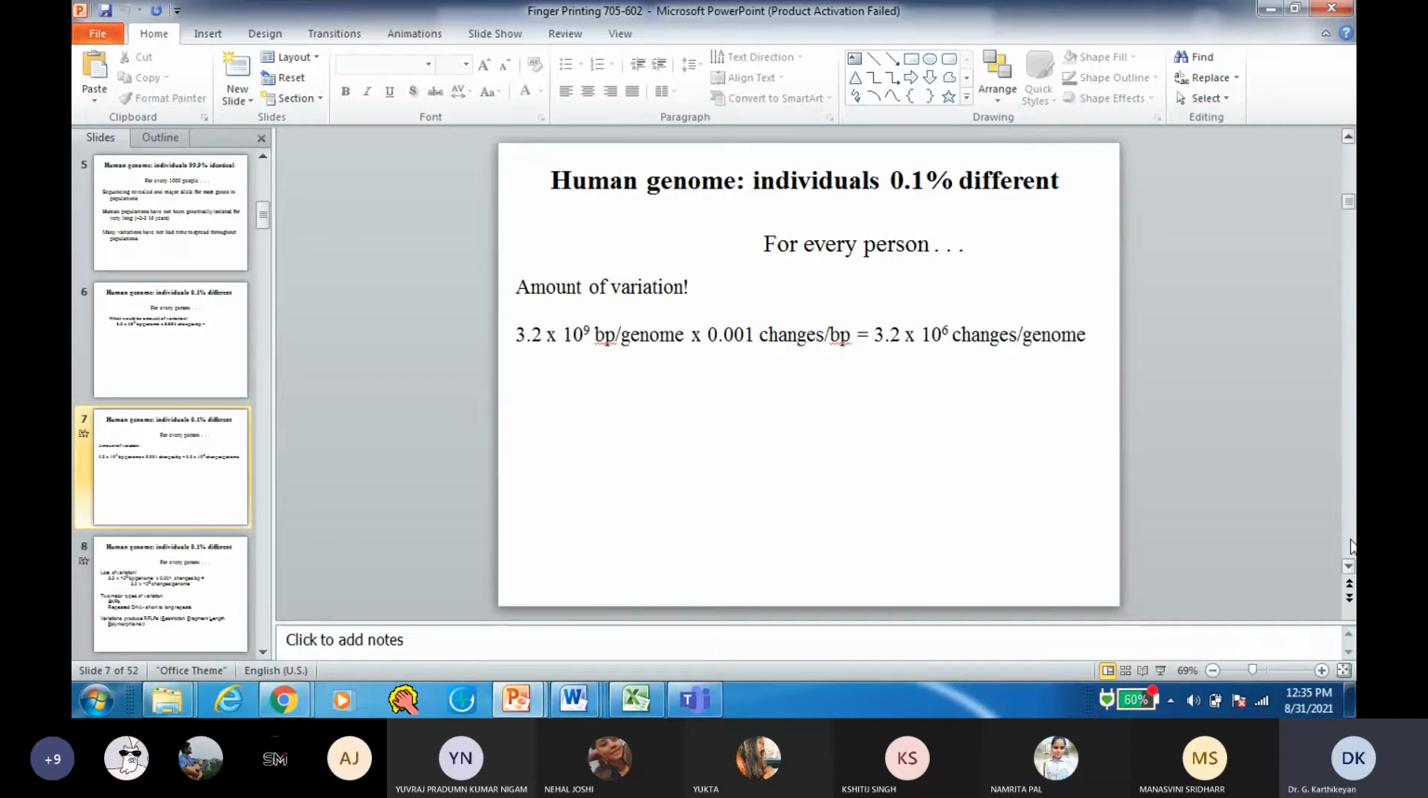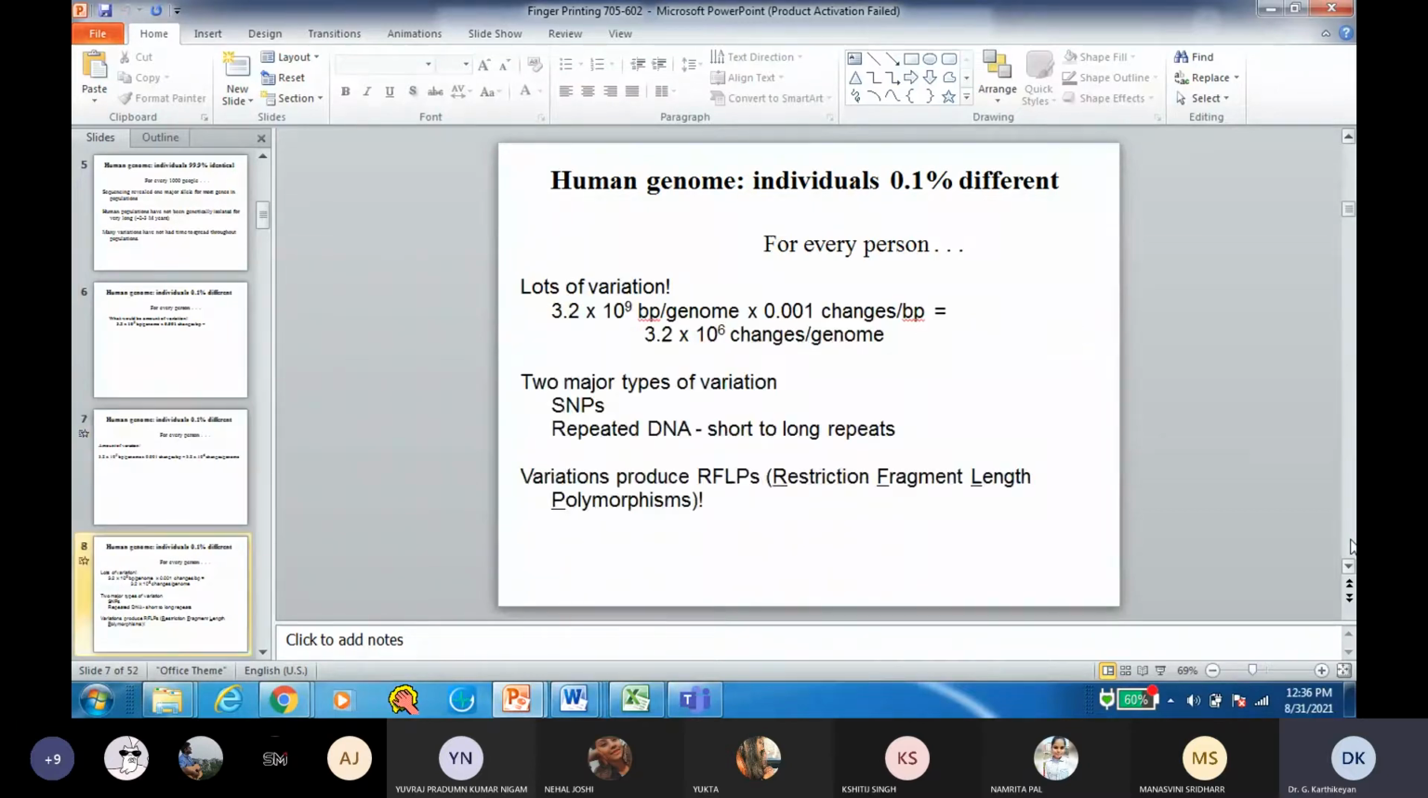That means if you take any two individuals, they're going to be different in 3.2 million alphabets in the genomic DNA. So in the chromosomal DNA, between any two individuals, it could be brothers, sisters, or unrelated individuals, there are at least 3.2 million changes in the genome per individual. So that's a lot of variation.